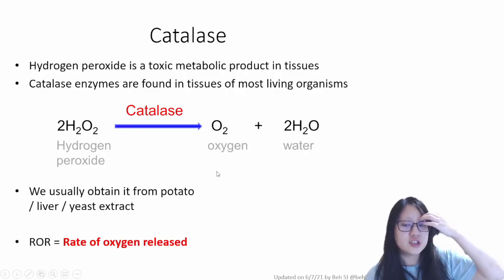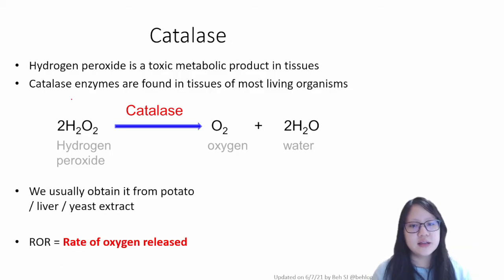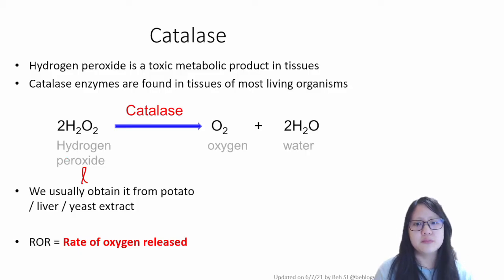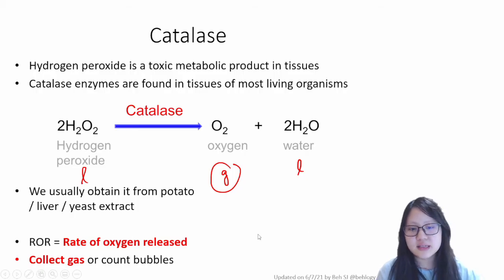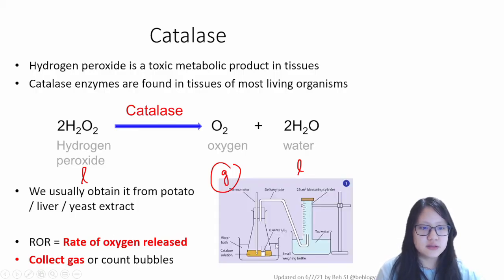Now, how do we measure the rate of reaction? In this case, hydrogen peroxide is mostly liquid, okay, it's very easily oxidized, but usually liquid. Oxygen is gas, whereas water is liquid. Because of the different states of matter, we can measure the rate of oxygen release by collecting gas or bubbles. Yeah, so this is the normal setup. This is for gas collection.